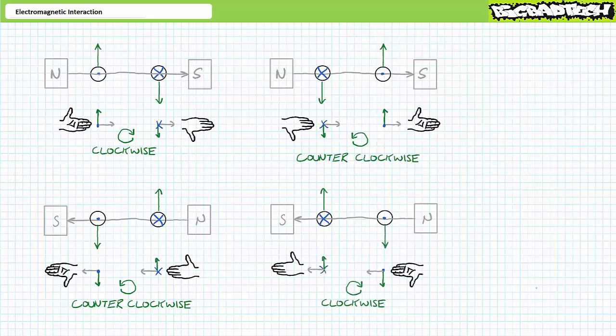Lastly, for the fourth scenario, an application of the left-hand motor rule for the left-hand conductor demonstrates it will be forced upward and the right one will be forced down. The loop of wire will therefore be torqued clockwise as the magnetic field seeks alignment with the external magnetic field.